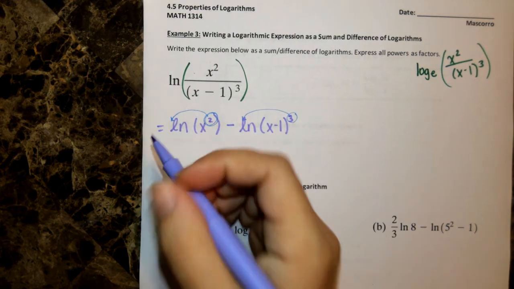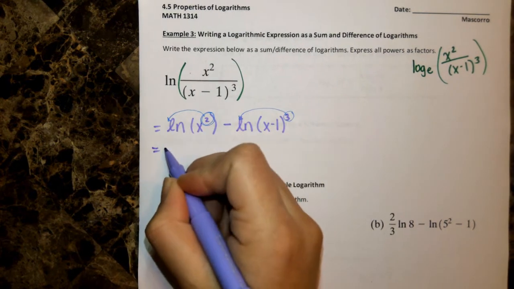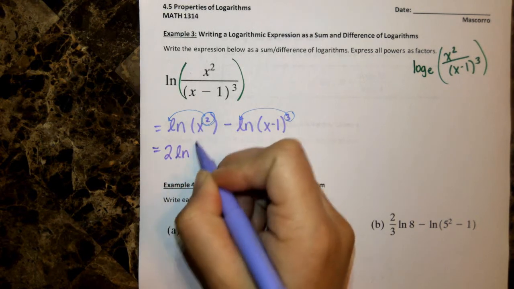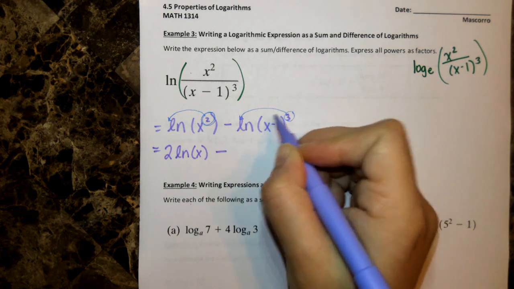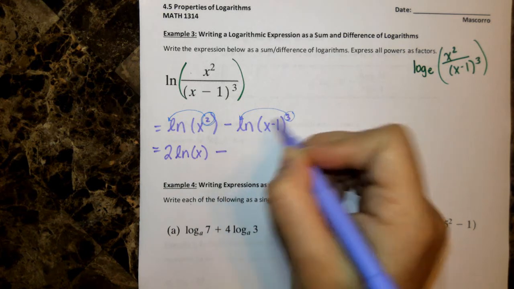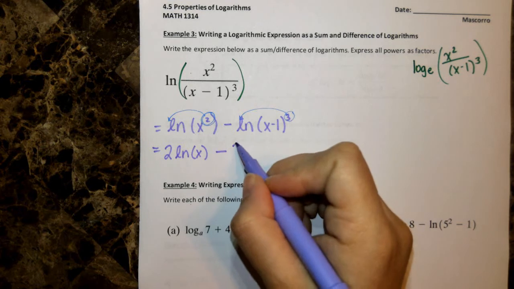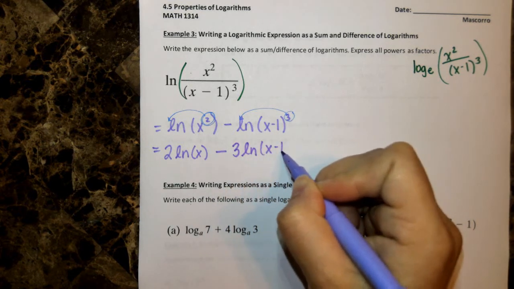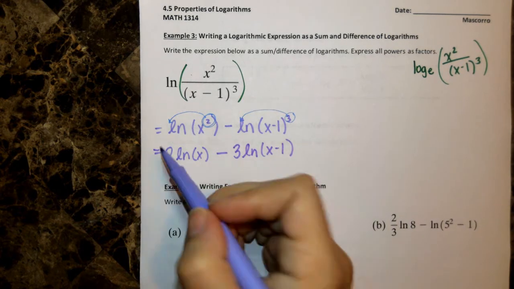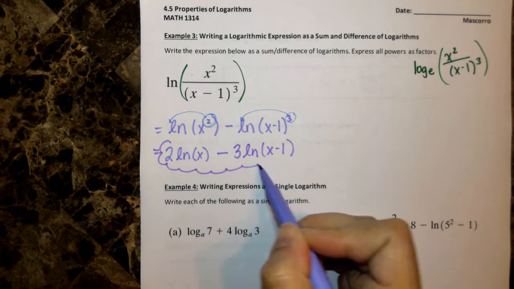So what we can rewrite this as is 2 times the natural log of just x, minus, and then this exponent of 3, because the exponent of 3 is on everything in x minus 1, we can move it to the front as a coefficient, 3 times the natural log of x minus 1. And that's it, and that's the most simplified we can make it.